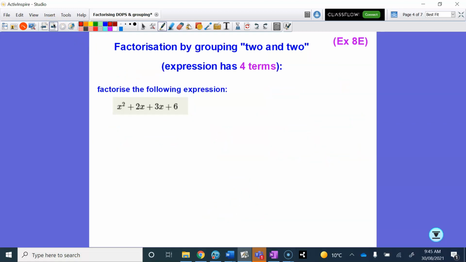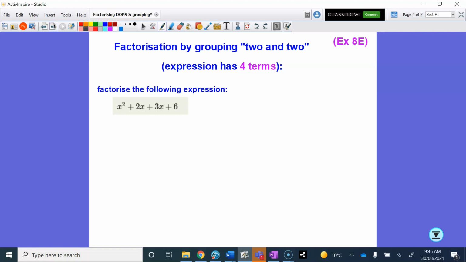Those examples we've just done all had 2 terms in the expression. These new ones here, we call factorising by grouping 2 and 2. These sorts of expressions have got 4 terms in them.